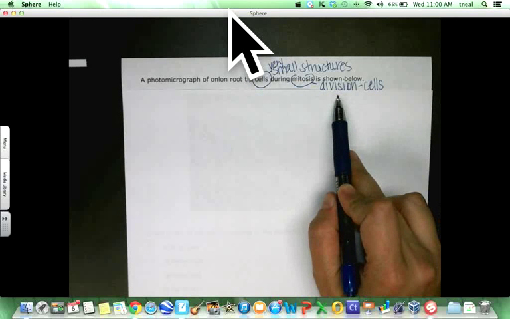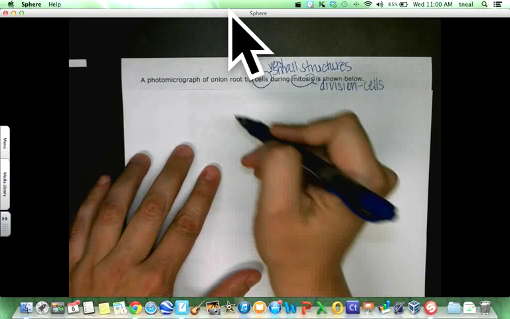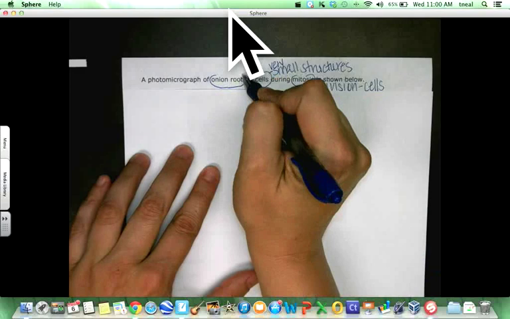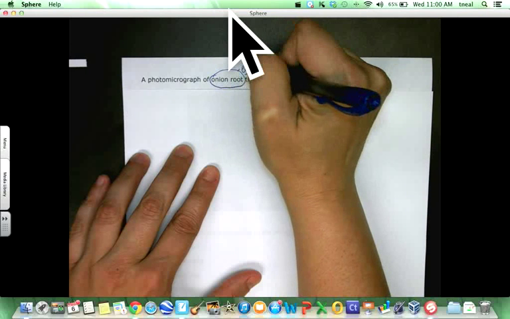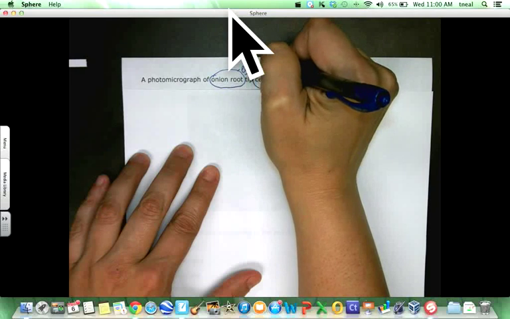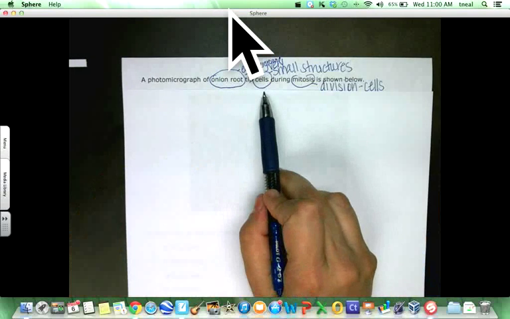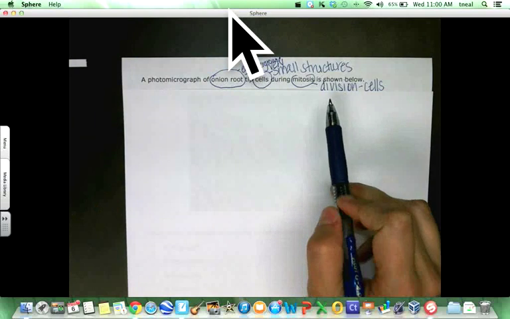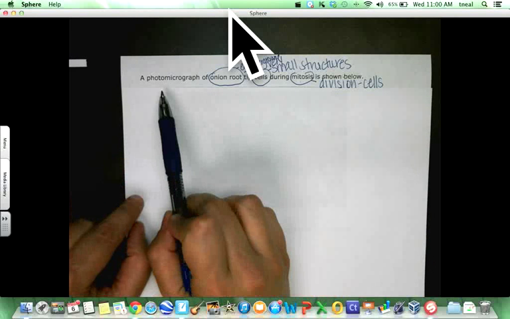Okay, the next word, onion root tip. We know what an onion is, we know what a root is. Onion is something you eat, the root is underground. And since we're looking at cells that are dividing, we know it's going to be something very small that we're looking at. Photomicrograph.